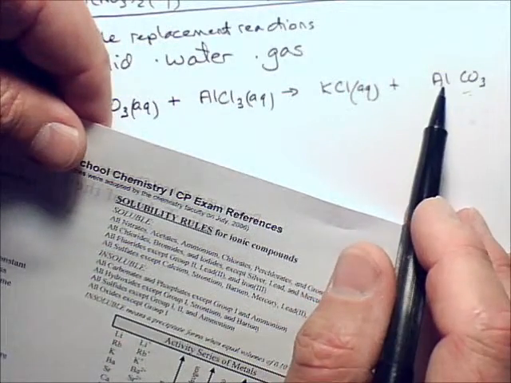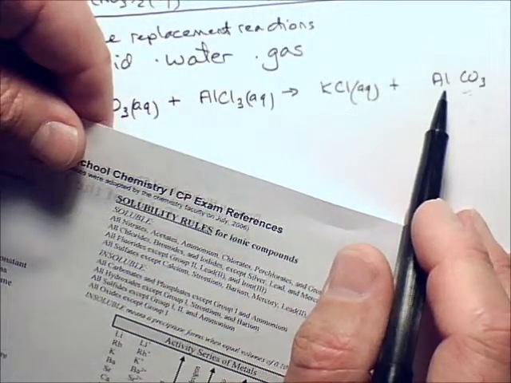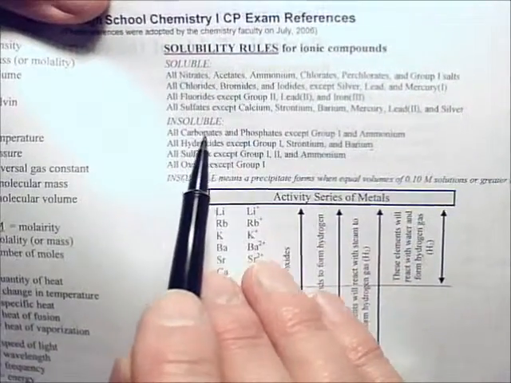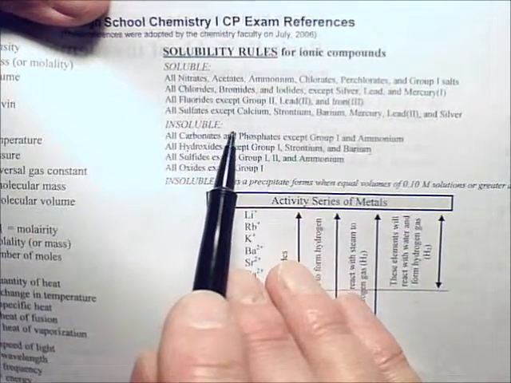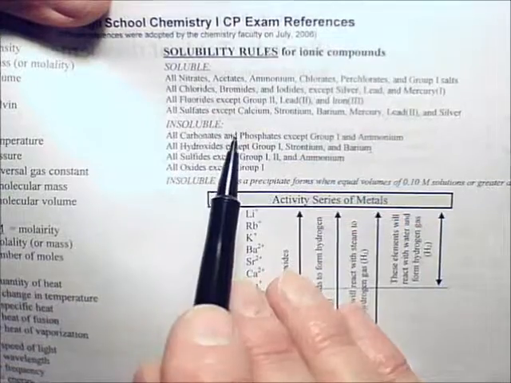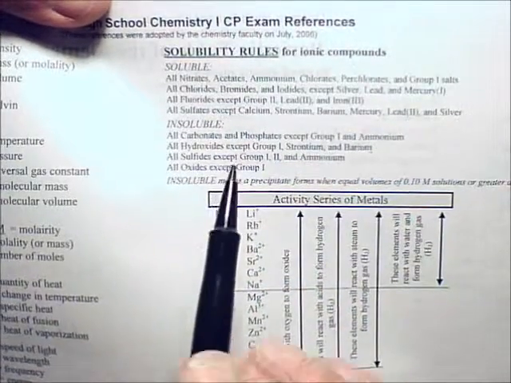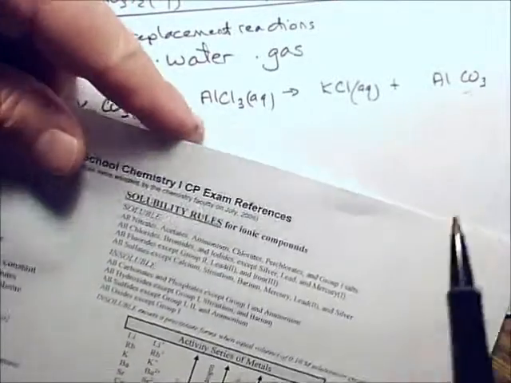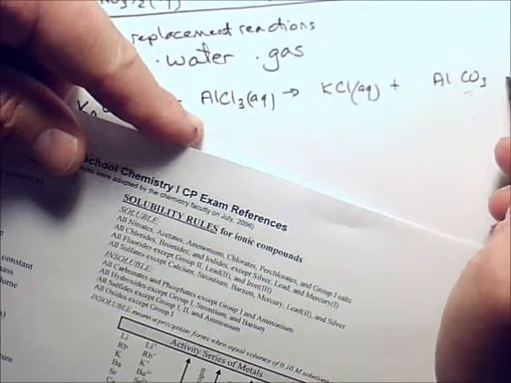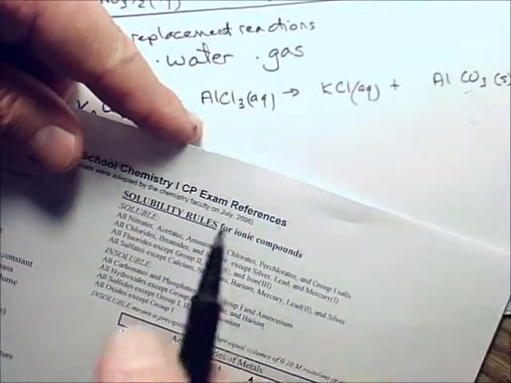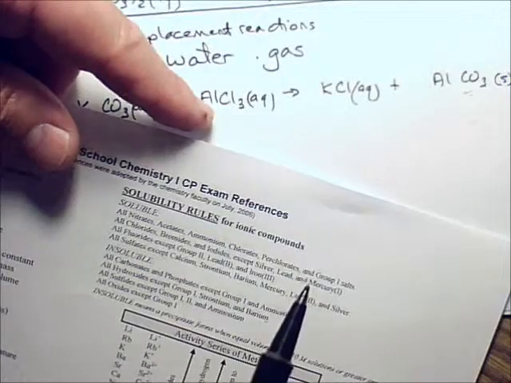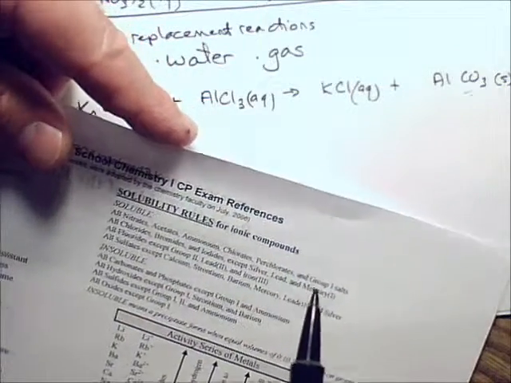So is this in group 1? Is that ammonium? Then it must be insoluble. So you don't put anything beside it? You do put something beside it. If it won't dissolve, it's got to be a solid. Now I still haven't balanced the formula. How do we balance the formula?